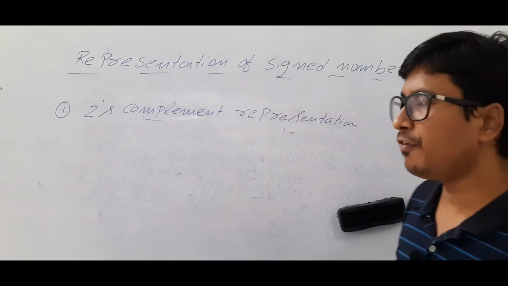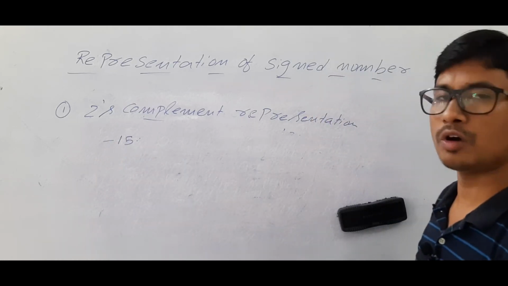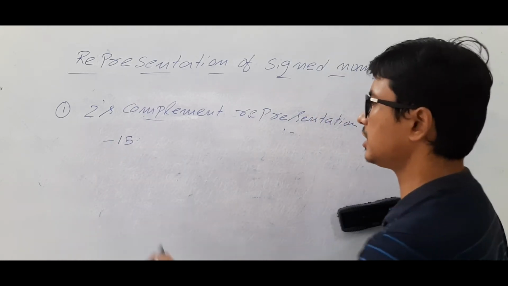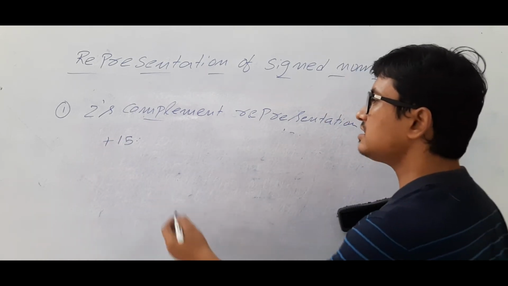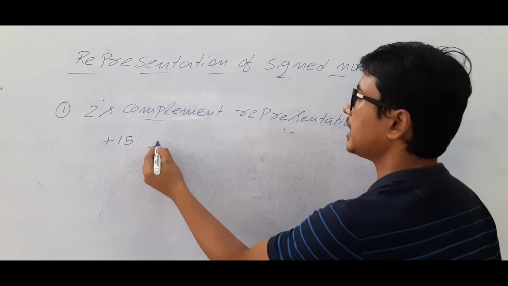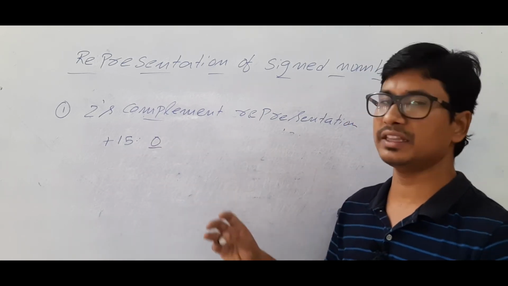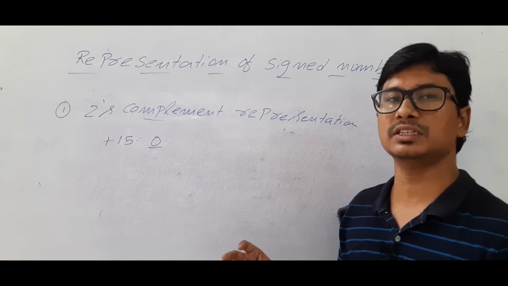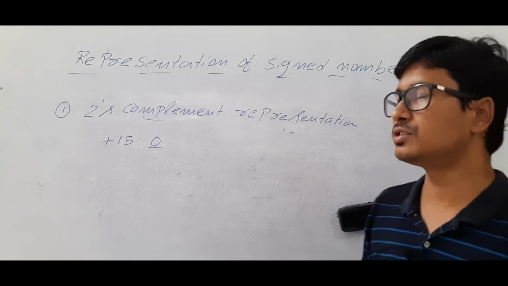If I want to represent minus 15 using twos complement, first let me discuss how to represent plus 15 in twos complement. As it is a plus number, the sign bit will be 0. Am I right or wrong? Because it is a positive number, whether it is sign magnitude, ones complement or twos complement, the sign bit will be 0.